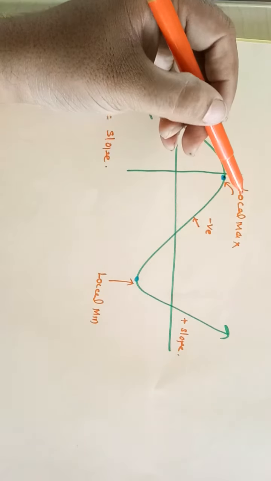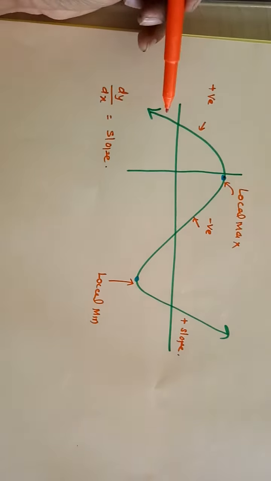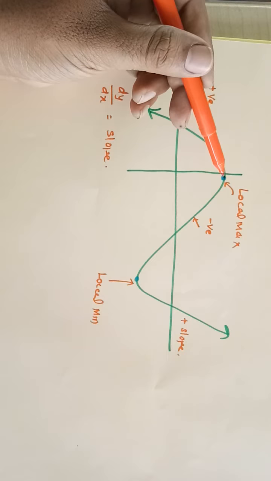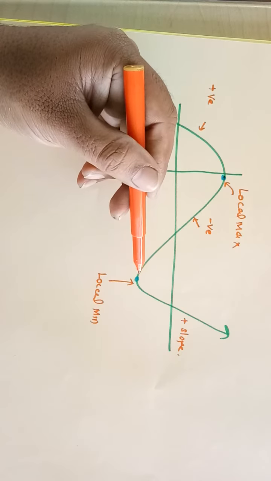Why am I calling it local? Because there might be values higher than this and lower than this. That's why these are not global. If these were the global maximum and minimum, it would mean there are no y values higher than this and no y values lower than this.